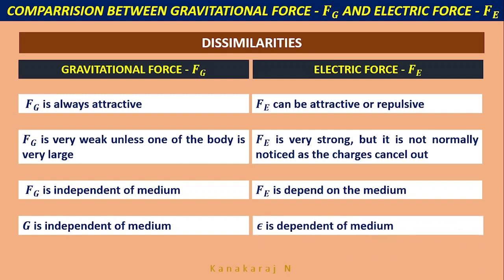Whereas the K depends upon the medium, and that is equal to 1 by 4 pi epsilon naught. That epsilon is the permittivity that decides what type of medium has been there between the two charges. So epsilon, that is the permittivity, depends upon the medium.